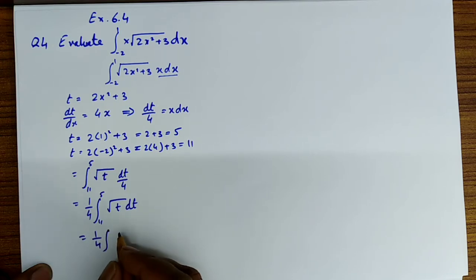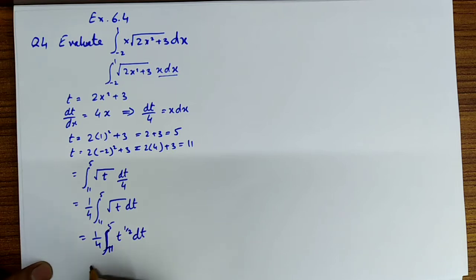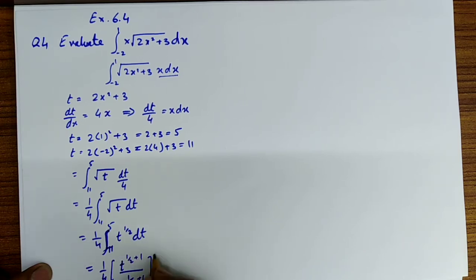integral. I have to just find the integral, with limits 5 and 11, of t power 1 upon 2 dt. Now find the integral of t power 1 upon 2 plus 1 divided by 1 upon 2 plus 1, and write the limits over here.